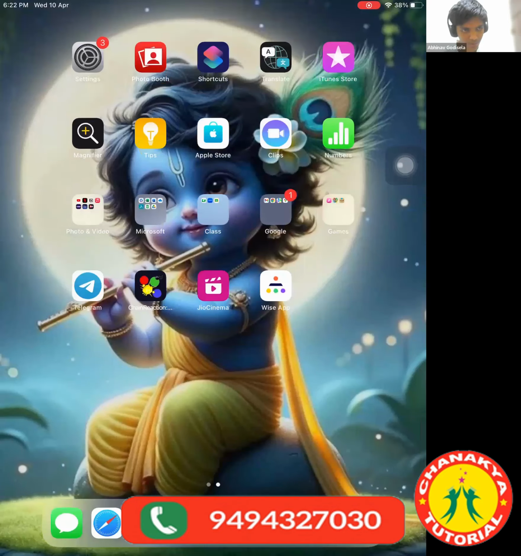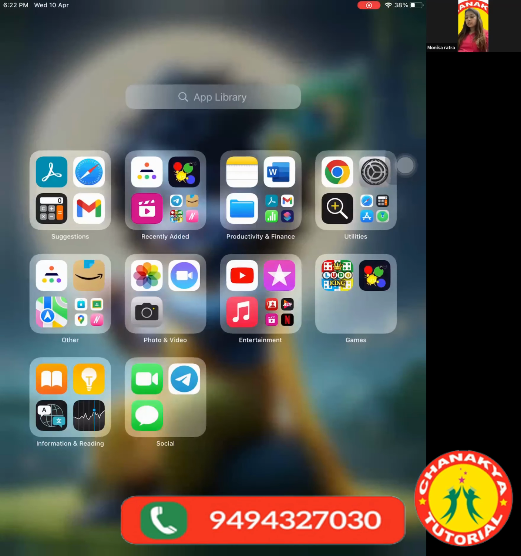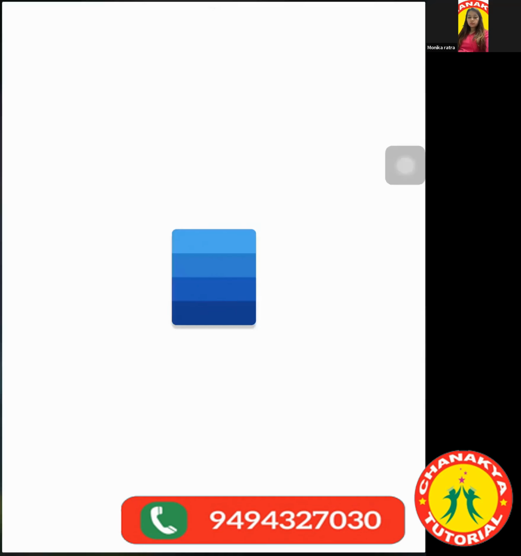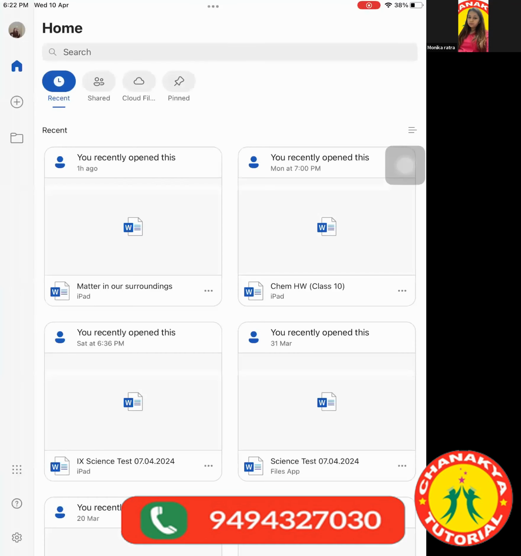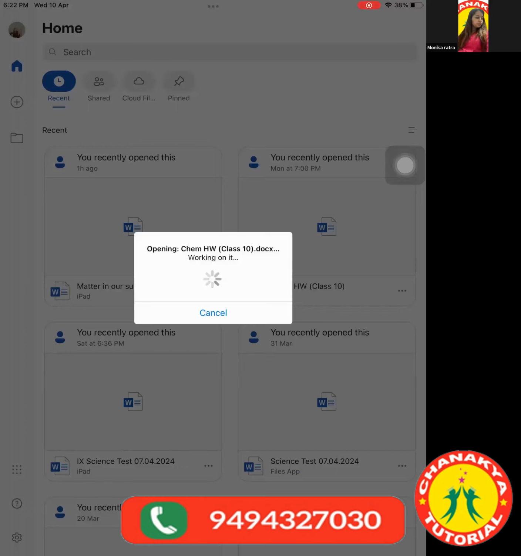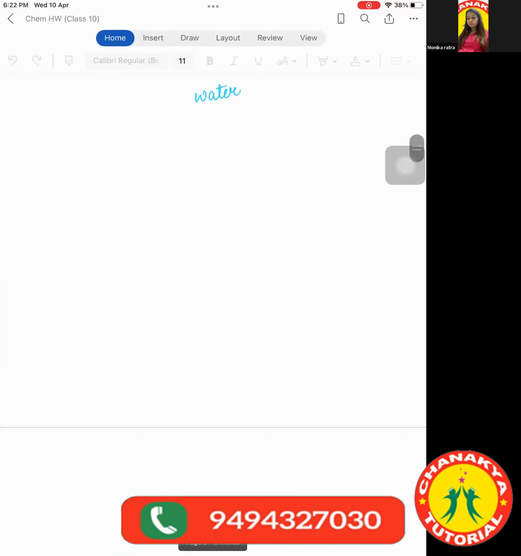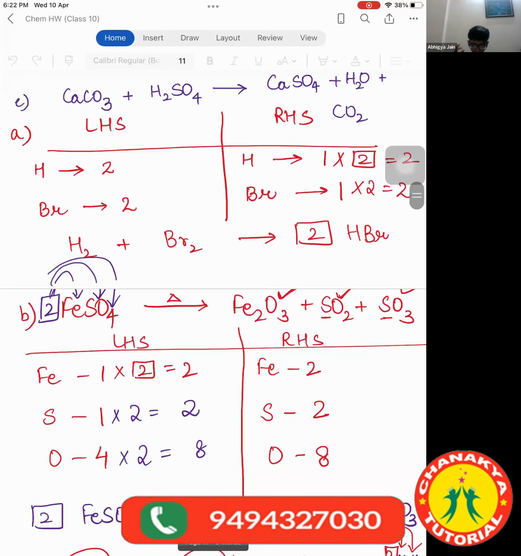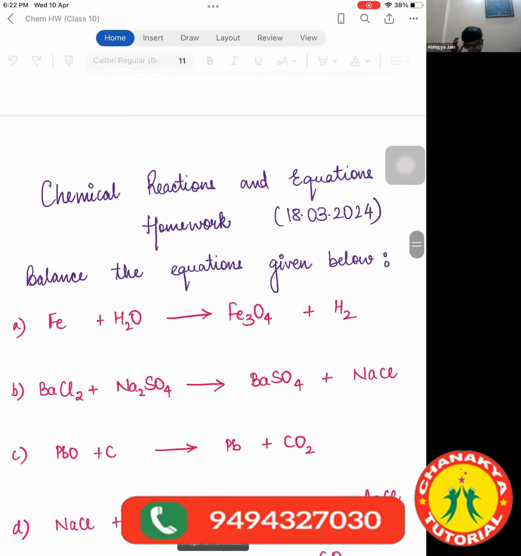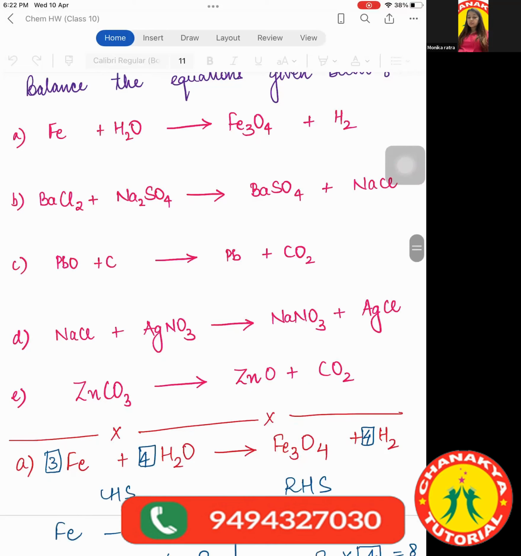Ma'am. Who will tell me amongst you what is the double displacement reaction? Dhairya, are you there? Dhairya? Okay, Abhigya, can you tell? Ma'am, it's a reaction in which a more reactive element displaces a... Double displacement, double displacement.